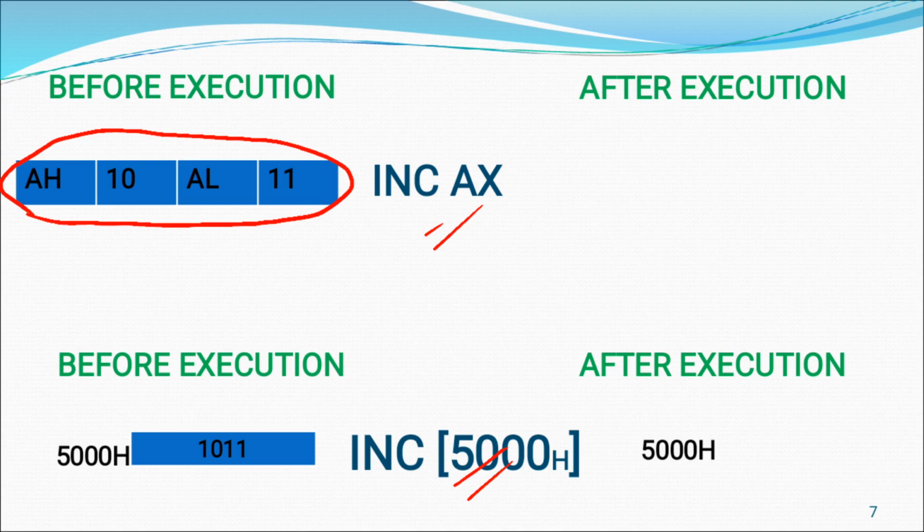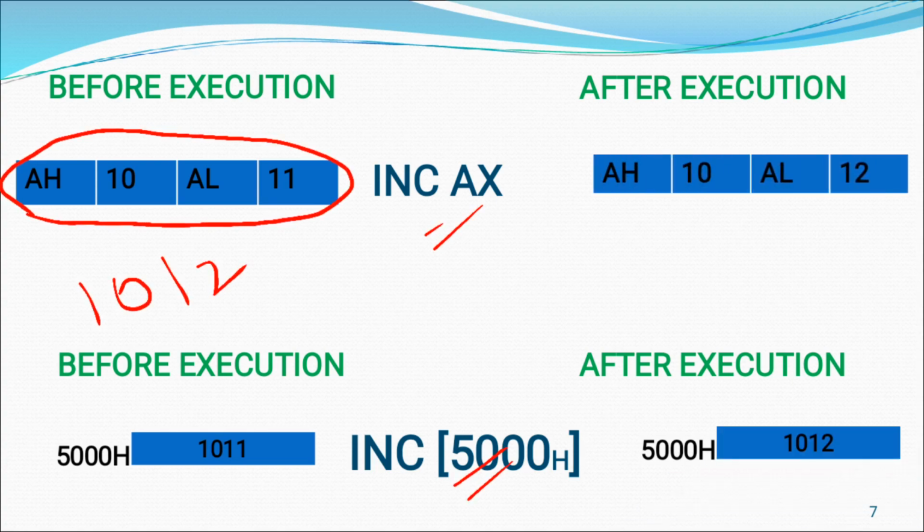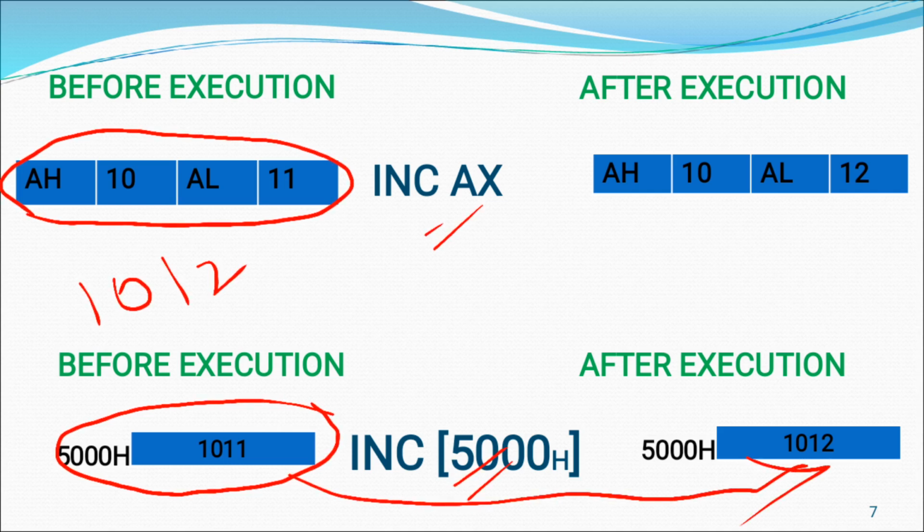After the execution of this instruction, the register content 1010 is increased by 1, and the result will be 1011. If we say the content of memory location 5000 is 1011, after the execution of INC 5000, the content of memory location 5000 will be 1012. So when we add 1 to 1011, it becomes 1012. This is called the increment instruction.